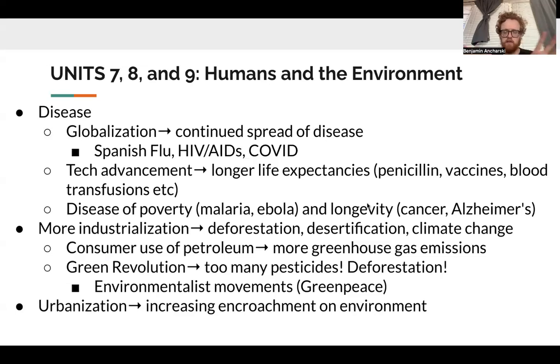Something the AP wants you to know, though, is that there are diseases associated with poverty and diseases associated with longevity, with people living a long time. So diseases in poor living conditions like malaria, Ebola, and then conditions that have to do with people living longer: cancer, Alzheimer's. These tend to be associated more with older people around the world, and people are living longer thanks to advancements in medicine.